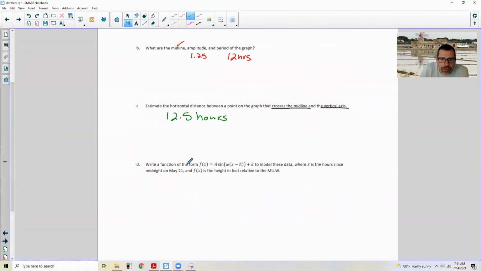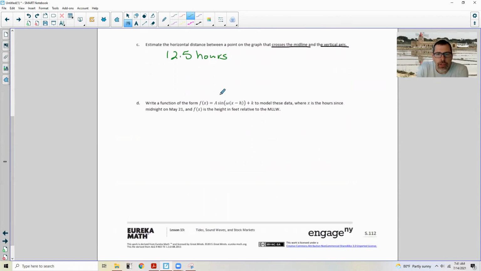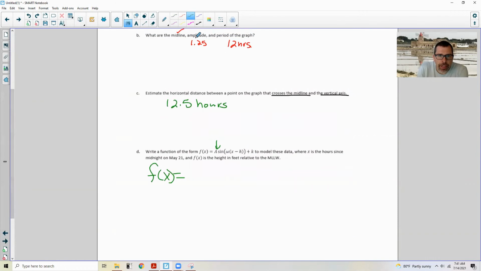All right, D, write a function of the form f of x equals a sine omega x minus h plus k to model these data where x is the hour since midnight on May 21st and f of x is the height in feet relative to the MLW. Okay. All right, so f of x equals, okay, so what is A? A is our amplitude. Move back up here, amplitude was 1.25. Sine, what is omega?